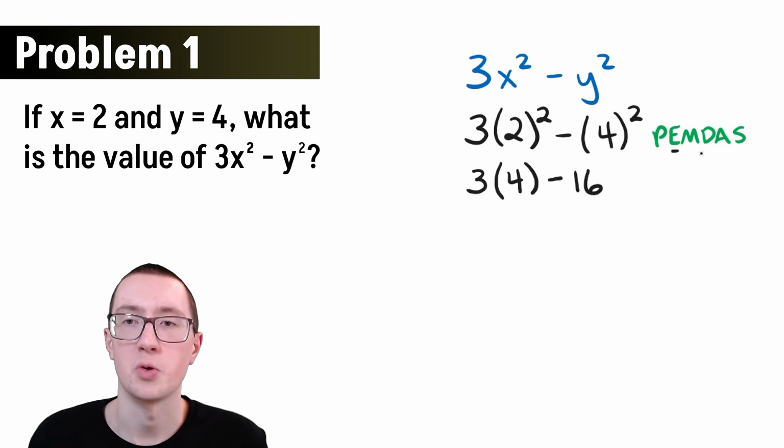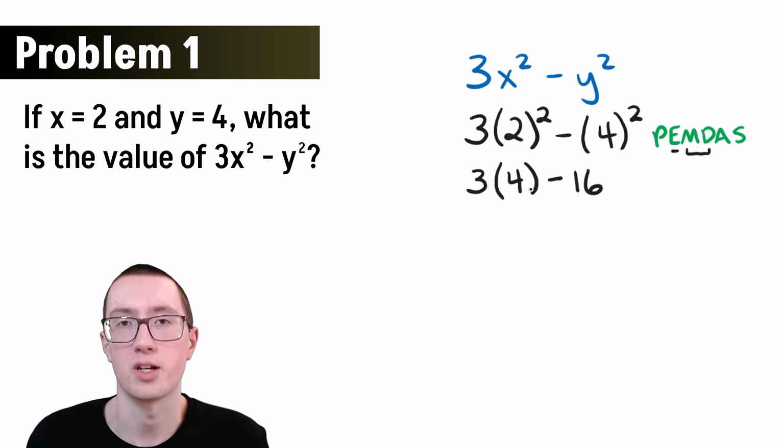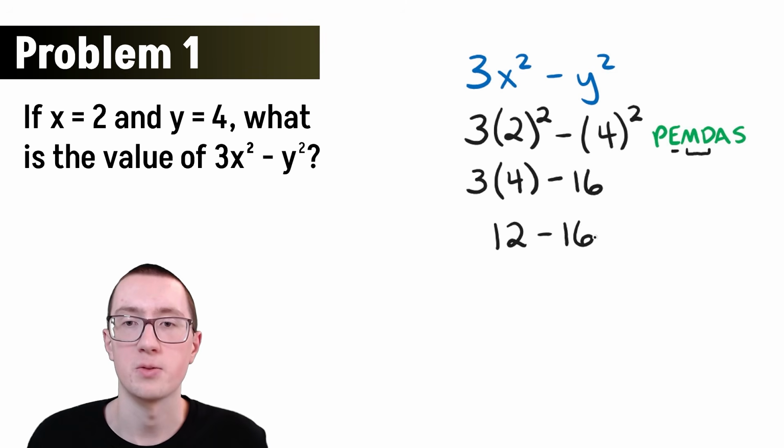So we've solved our exponents, and now we need to do our multiplication and division. We only have one multiplication here. It's right here. And 3 times 4 is 12. Now, all we have left here is subtraction, and it looks like we're going to be getting a negative number, which can be pretty confusing. Now, you do get a calculator on the ACT, so if this confuses you, you can just put it in your calculator and it'll give you the answer.